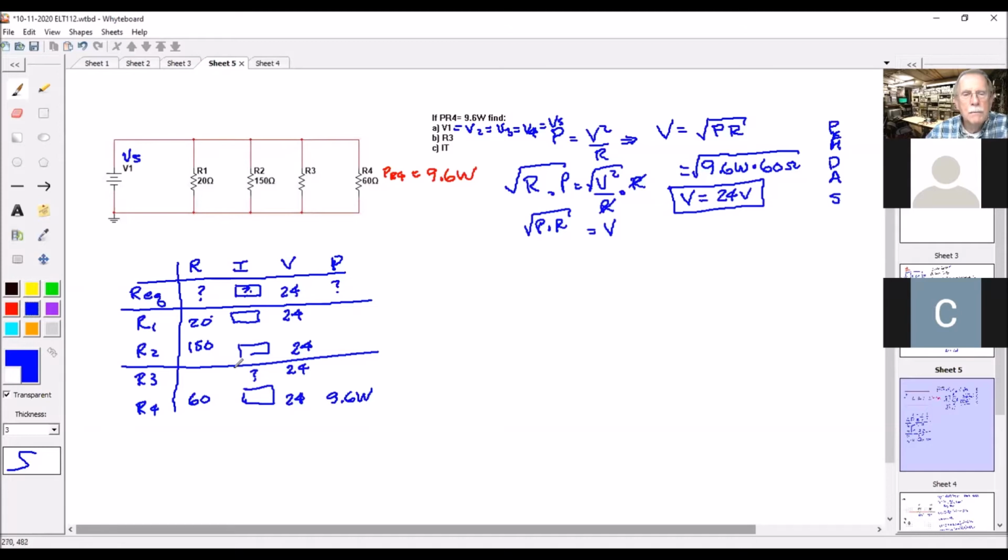You can't solve for R3 because you don't know the REQ. So the bottom line here is I didn't give you enough information. I meant to give you the value of IT. If I had given you this value, then you could have solved for this value. And once you had that value, then you would have been able to solve for R3 and you would have been able to find REQ.